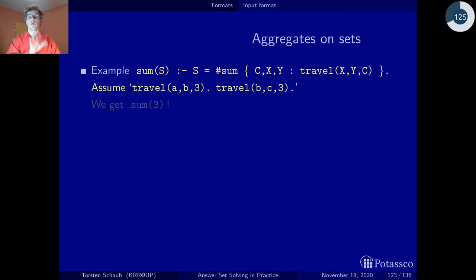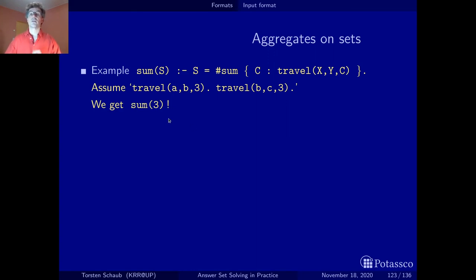So what we do is we travel from A to B, and the distance between A and B is 3, and to B and C the travel is also 3. And now let's actually look at what comes out if we take these two facts together with this rule. Again, here we only look at the costs that we have in our travel predicates. So I push the button, and what we get is sum 3. So the sum of our travel is 3.